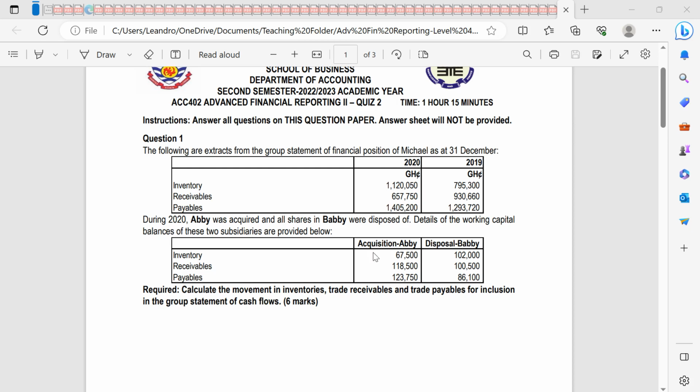The acquisition will bring in addition, will increase receivables, will increase inventory, will increase payables. The disposal will decrease inventory, will decrease receivable, will decrease payables. So that's how you interpret the question. Your opening balances, your closing balances, additions, and subtractions. And so let's see how this will play out.